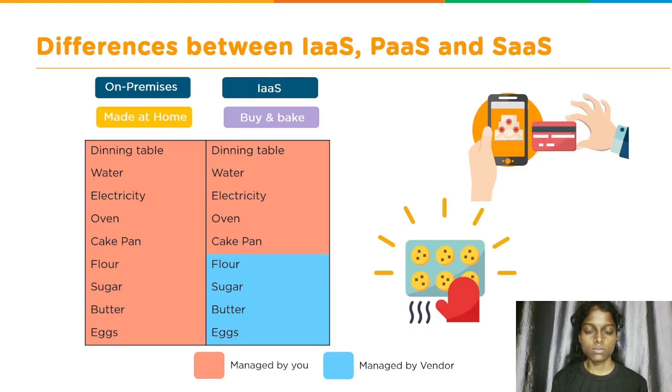The other option you can have is to buy the ingredients and mix and bake the cake yourself. Now, this would be like IaaS. Here, the infrastructure is managed by the provider and we get to use it and customize it the way we want it. Here, the cloud service is a shared responsibility.